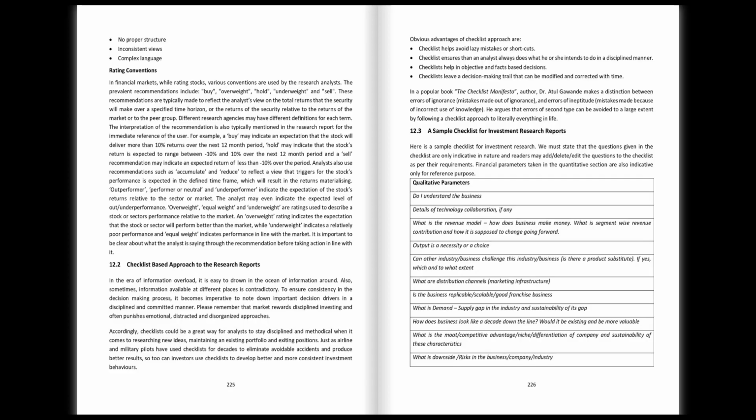In a popular book, The Checklist Manifesto, author Dr. Atul Gawande makes a distinction between errors of ignorance, mistakes made out of ignorance, and errors of ineptitude, mistakes made because of incorrect use of knowledge. He argues that errors of the second type can be avoided to a large extent by following a checklist approach to literally everything in life.